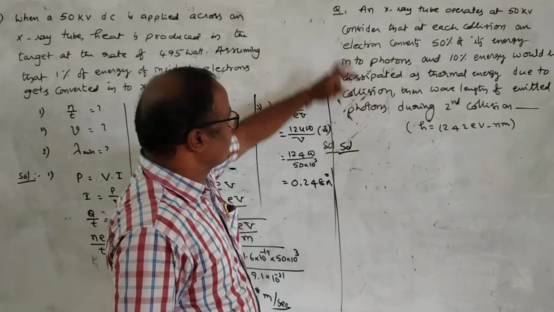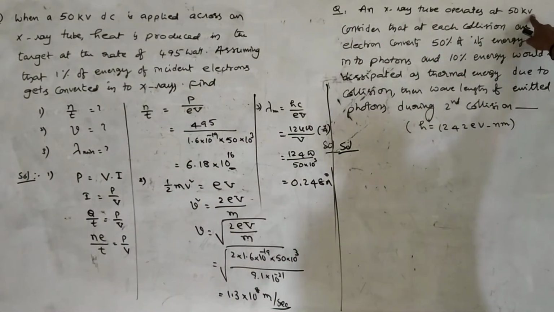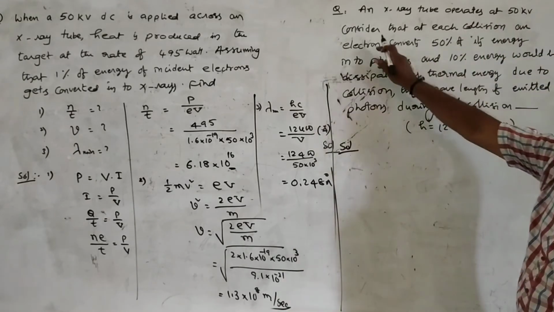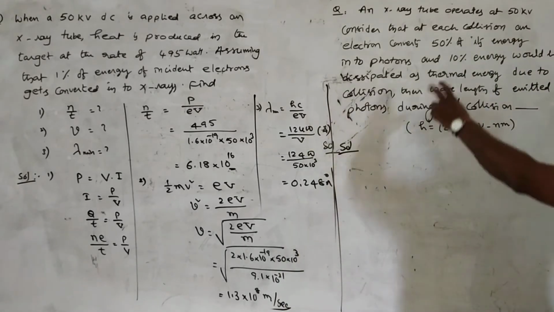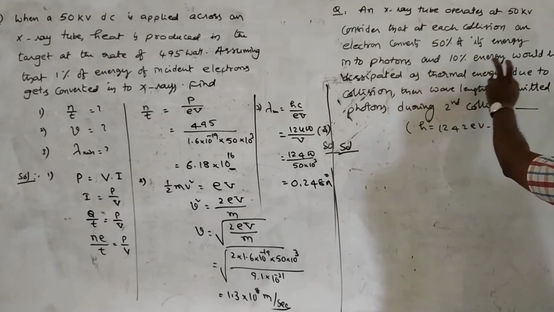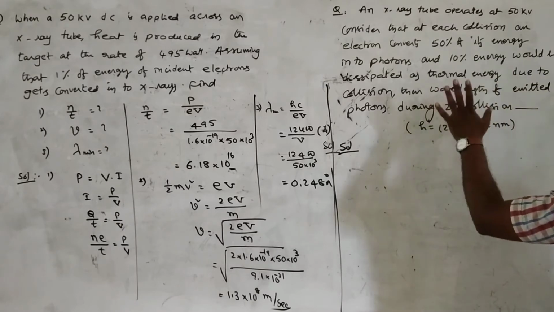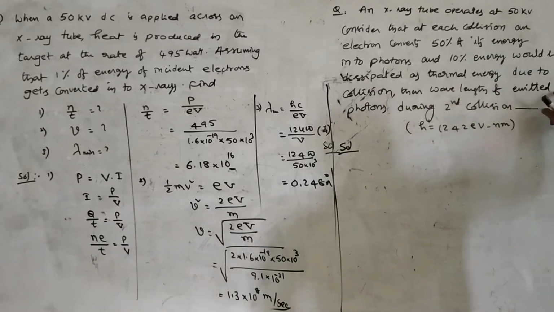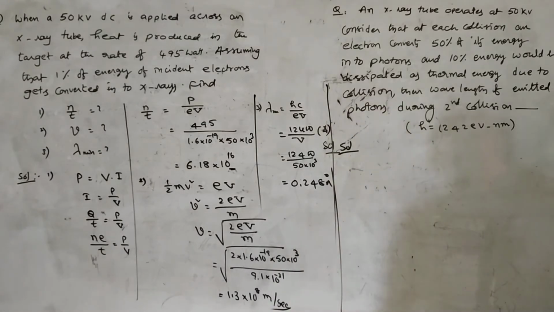Second problem: an X-ray tube operates at 50 kilovolts. Consider that in each collision, the electron converts 50% of its energy into photons and 10% of its energy is dissipated as thermal energy due to collision. Then the wavelength of the emitted photon during the second collision is the required question. Given hc is equal to 1242 eV nanometers.